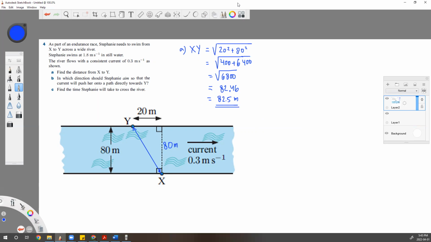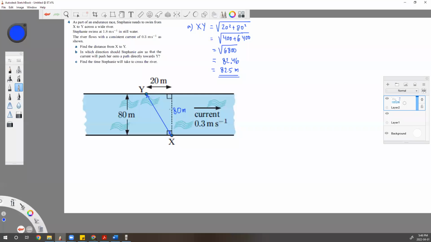Now, in which direction should Stephanie aim so that the current will push her onto a path directly towards Y? At least you need to find the angle on this part. Why? Because Stephanie starts from X. So towards Y, this is the theta, let's say. We can use the tangent, right? So tangent theta equals 20 over 80. Start TOA, opposite is 20, adjacent is 80.